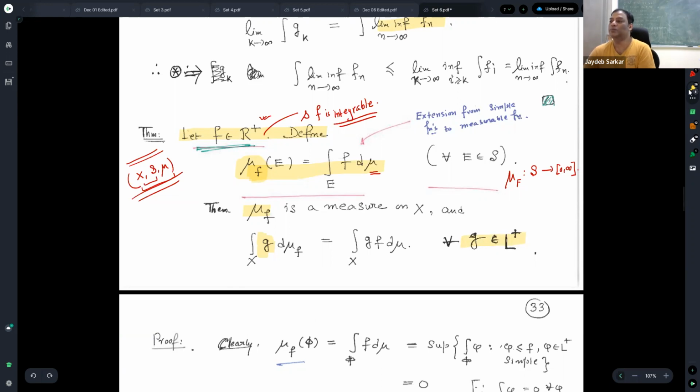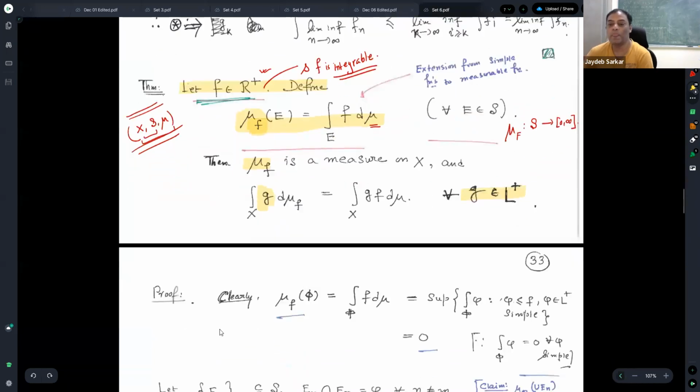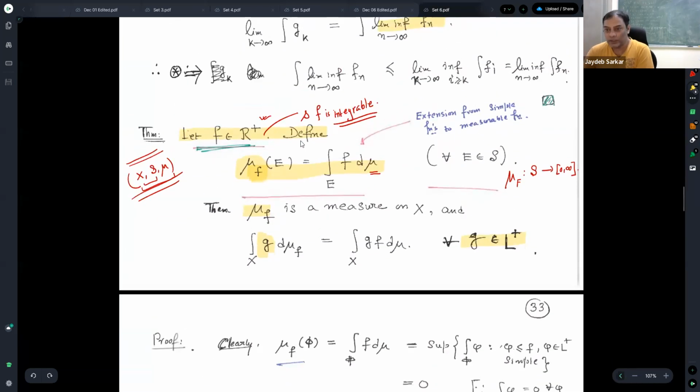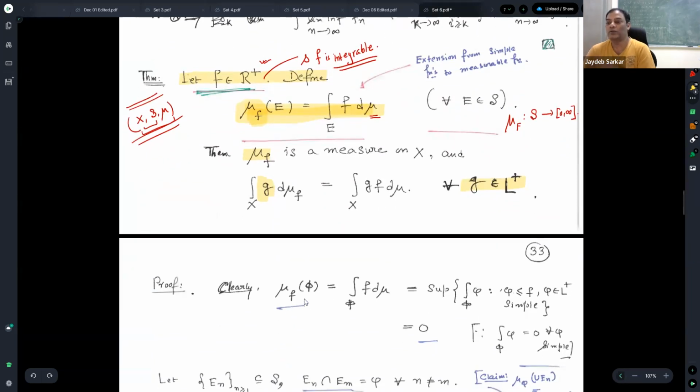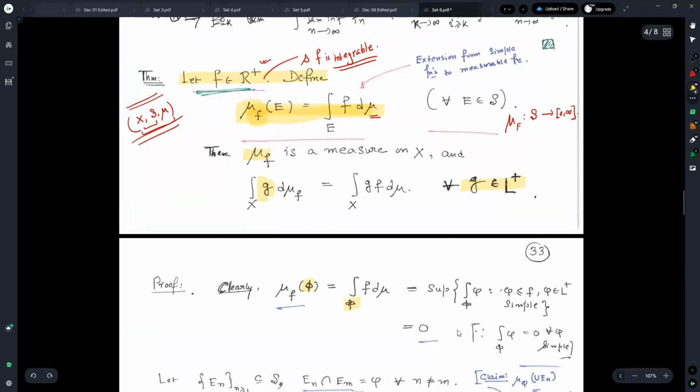So we start with f and we have defined this, right? So let's do that. I have to check two things. One is the empty set has measure 0, and it's countably additive. So let's look at the empty set part first. So the measure of the empty set by definition is going to be the integration of f d mu over the empty set, correct?